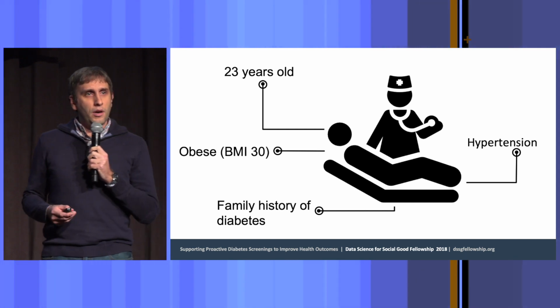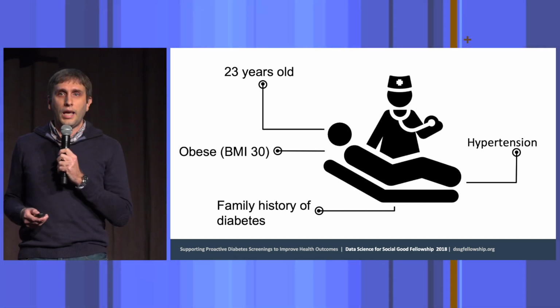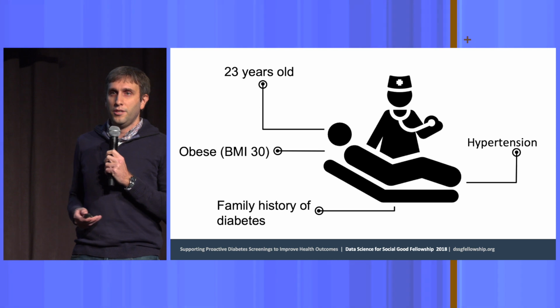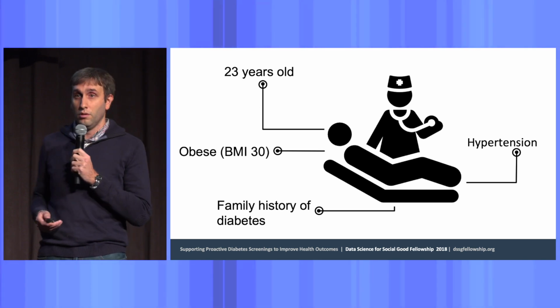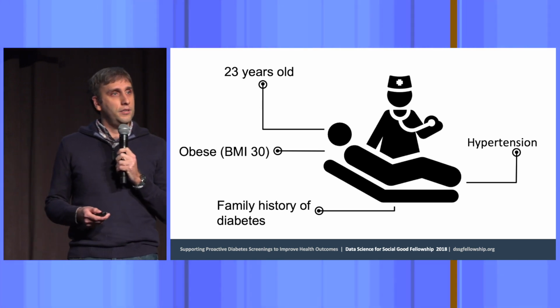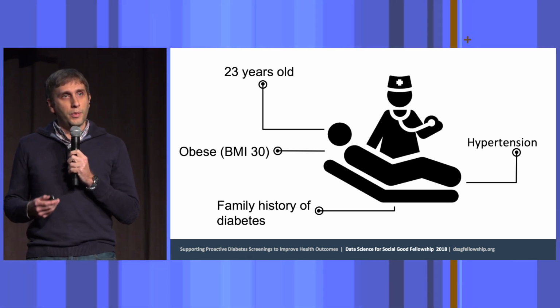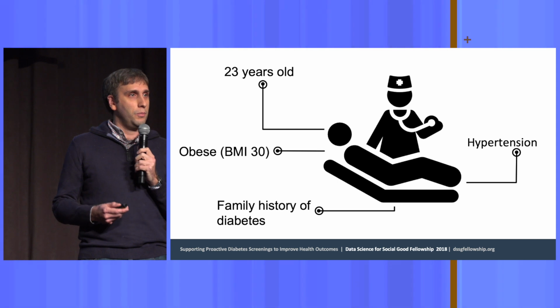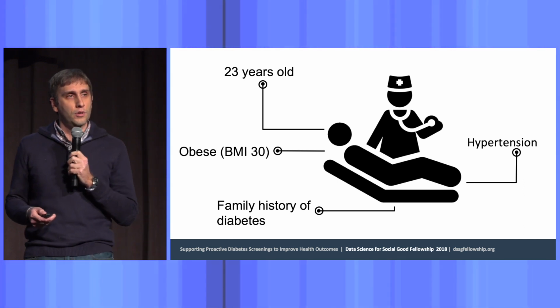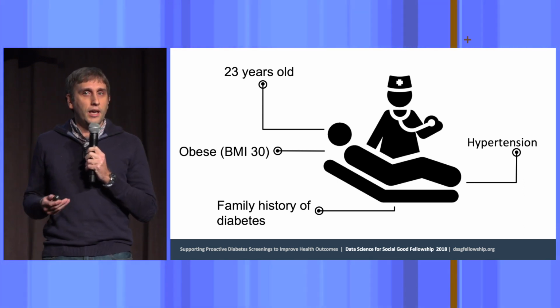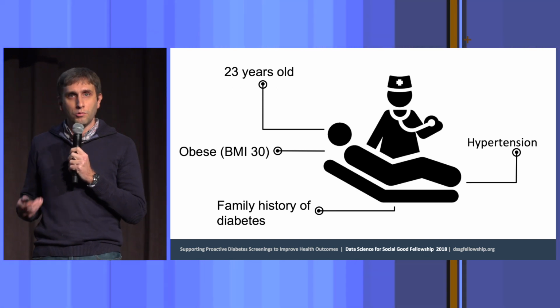So let's consider a patient who walks into one of the Alliance clinics. Say this patient is 23 years old, obese, and has a family history of diabetes and hypertension. In reality, this person is at a pretty high risk of developing type 2 diabetes in the future. So what can a clinician do to identify her risk during the visit?